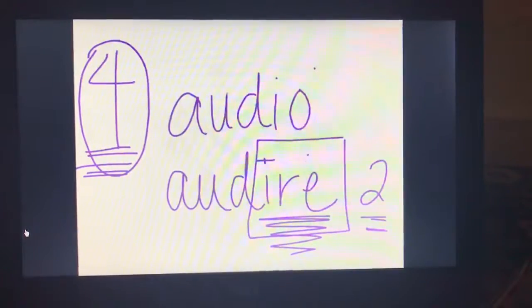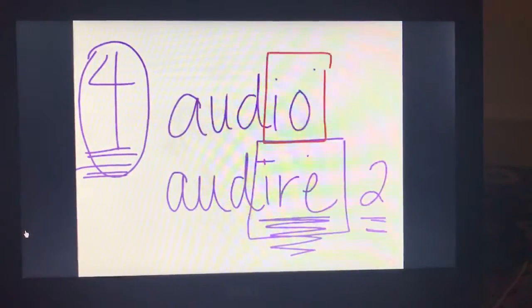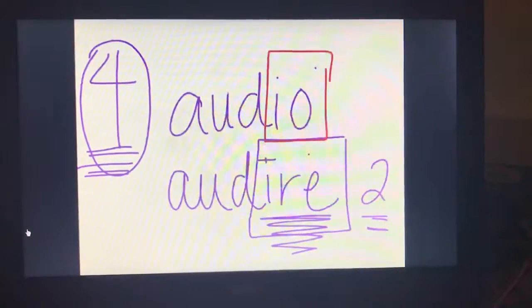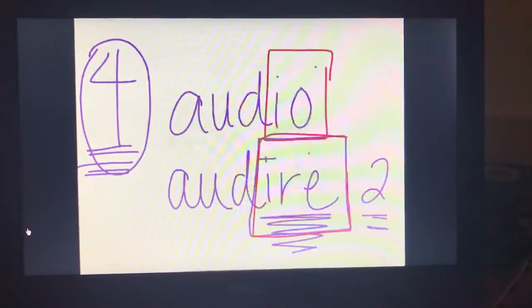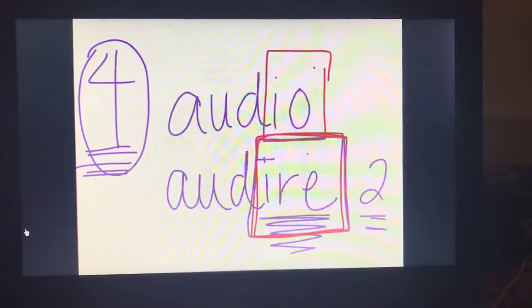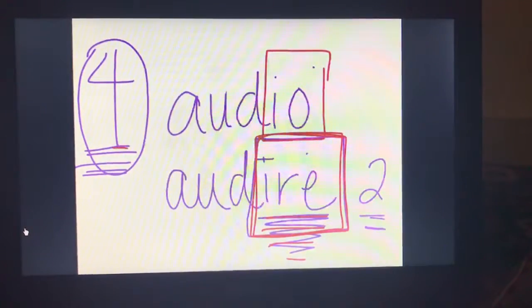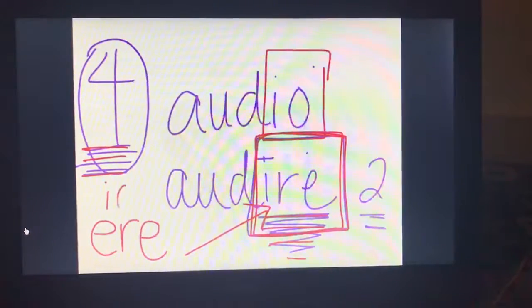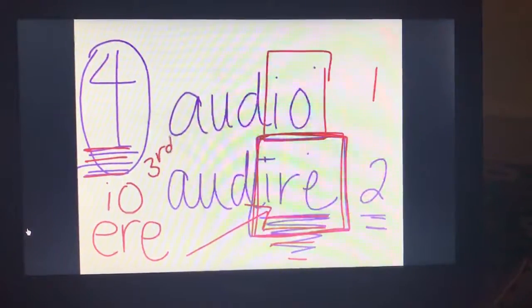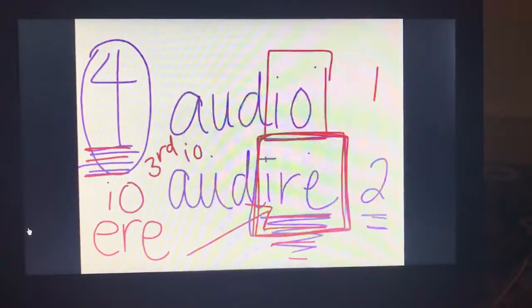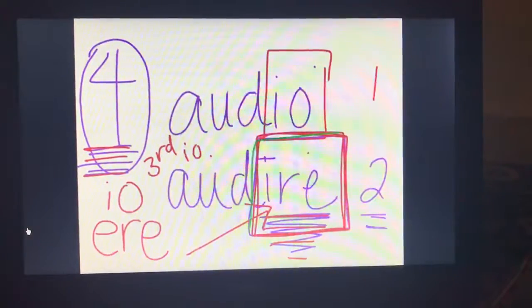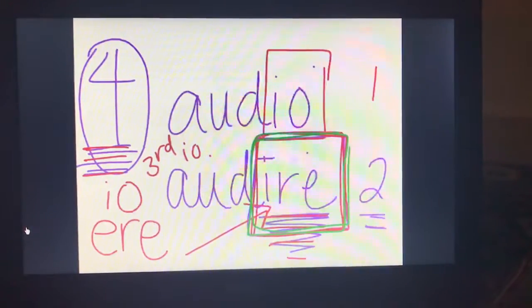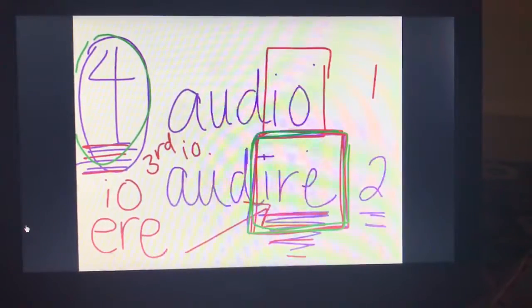Do not get confused about the I-O on the end of this verb. We have to look at the second principal part first and determine, okay, I-R-E is definitely fourth conjugation. If it said short E-R-E here, and it was an I-O in the first principal part, then it would be a third I-O. But if it says I-R-E in the second principal part, we know it has to be a fourth conjugation verb.